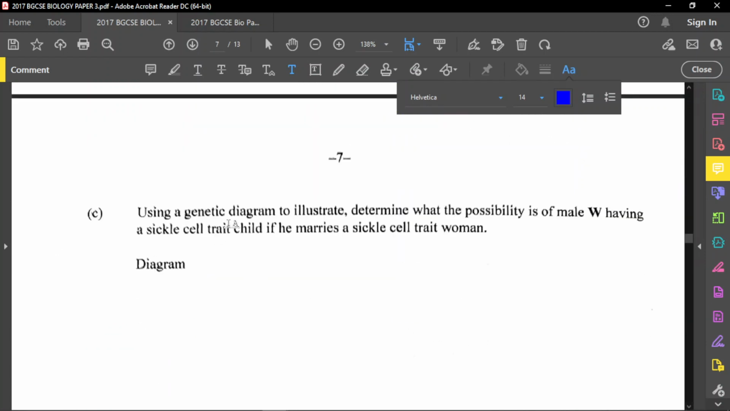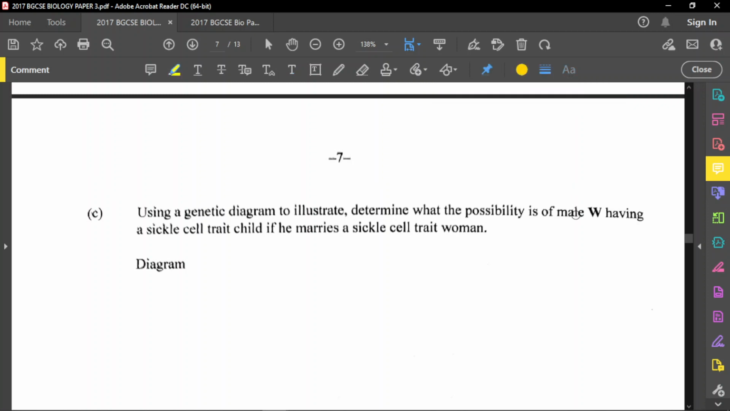All right, so let's go down now into the next part. It's using a genetic diagram to illustrate and determine the possibility of male W having a sickle cell trait if he marries a sickle cell trait woman. Let's make sure we understand this now. It said the male W, let's highlight that. Let's find male W in our chart. All right, let's go to male W.